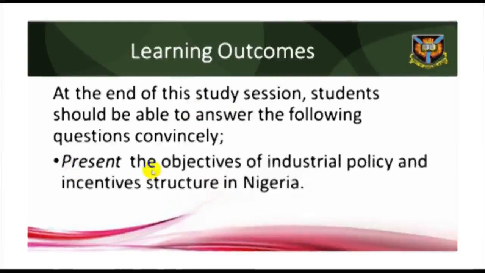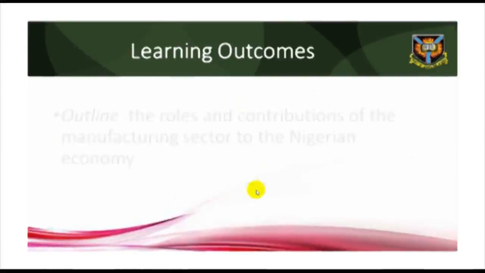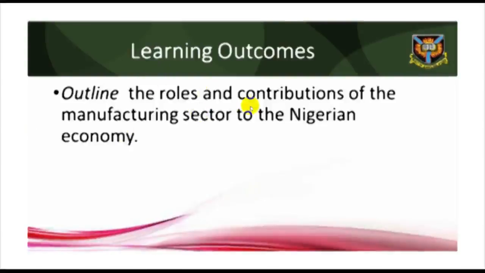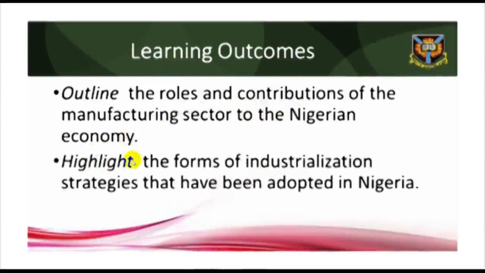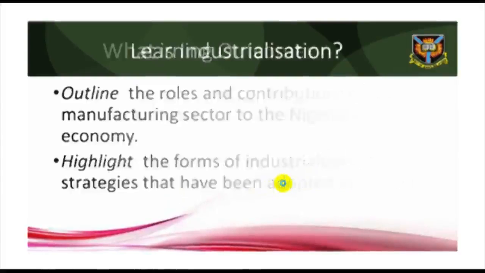1. Present the objectives of industrial policy and incentive structure in Nigeria. 2. Outline the roles and contributions of the manufacturing sector to the Nigerian economy. 3. Highlight the forms of industrialization strategies that have been adopted in Nigeria.